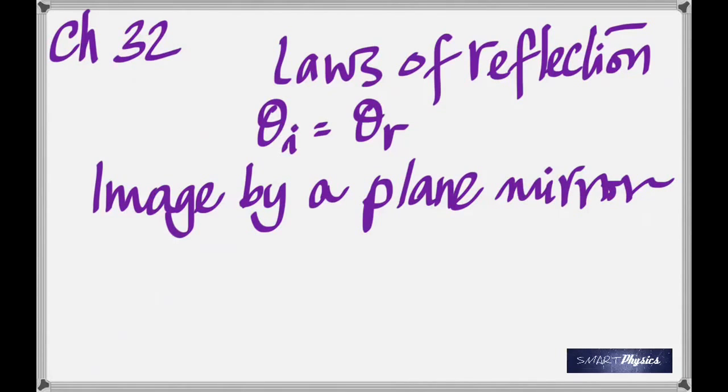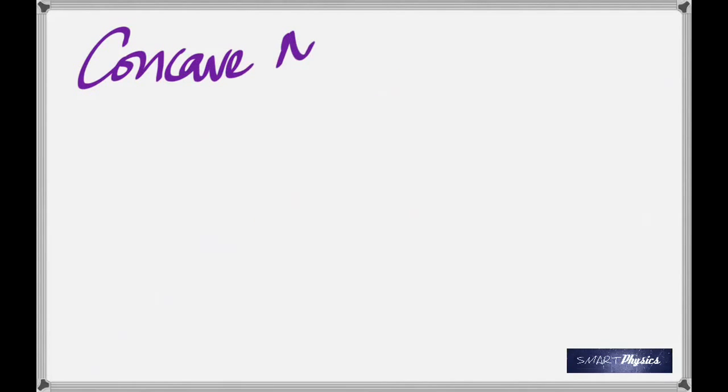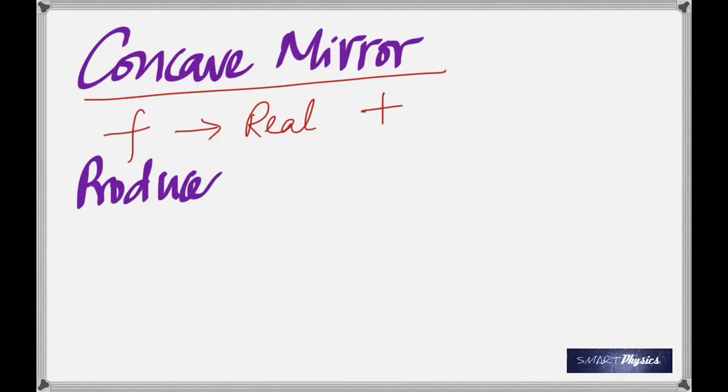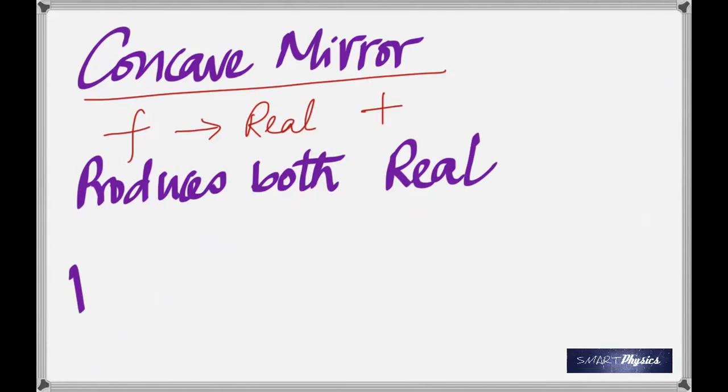You have to know how to draw images by a plane mirror, and remember that it's going to be a virtual image, upright, same size as the object, and behind the mirror at the same distance as the object is in front of it. When you come to a concave mirror, remember it has a real focus. It is a converging mirror, and therefore its focal length is positive. And it can produce both real and virtual images.